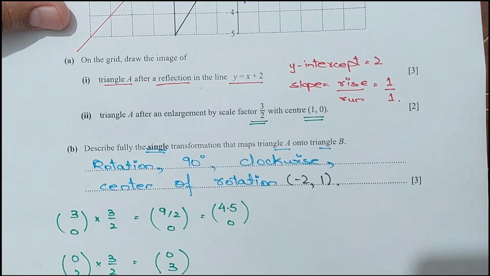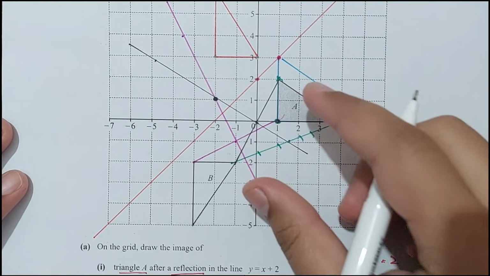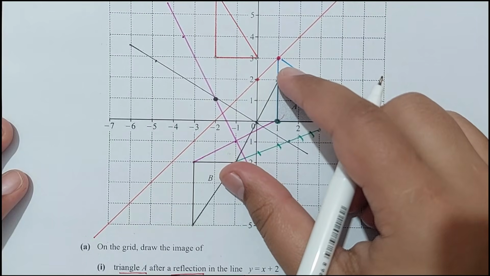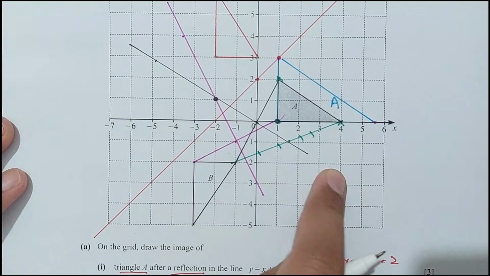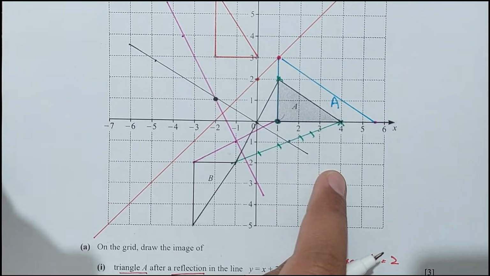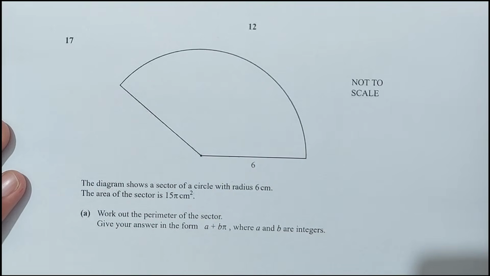So this is a way to find the center of rotation without using a tracing paper. You have to connect the corresponding vertices, take out their length, find out the midpoint, and from the midpoint use a protractor and draw the perpendicular of that line. And when the two or three perpendicular lines intersect at one point, that would be your center of rotation. Question number 17.